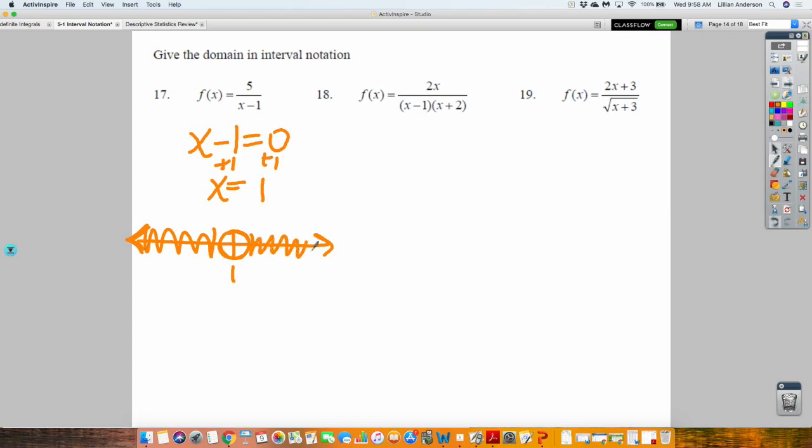How do I represent that in interval notation? Negative infinity to 1, with parentheses on both, and then the union, 1 to positive infinity. And if you notice, I try to write it so that this interval represents the left side, this interval represents the right side, so you can see it.